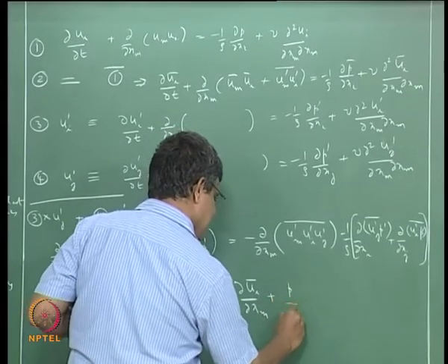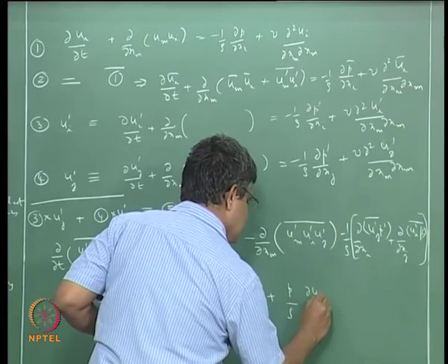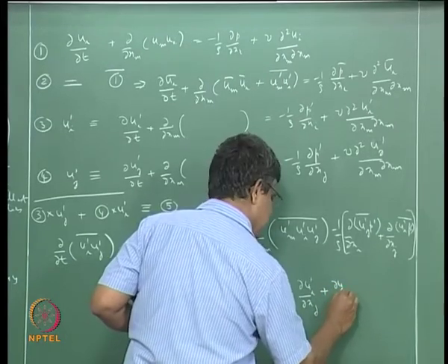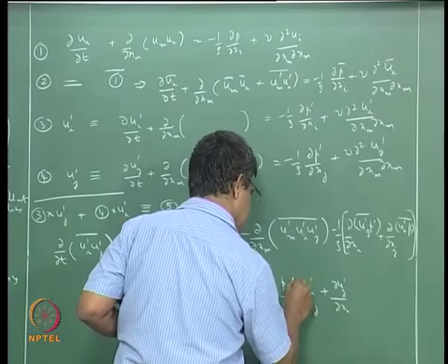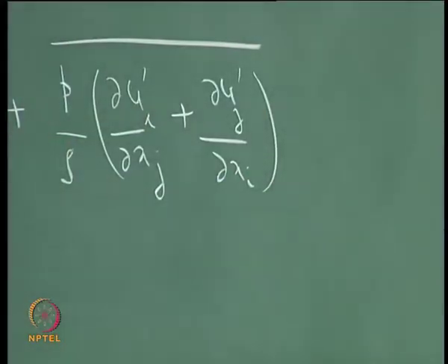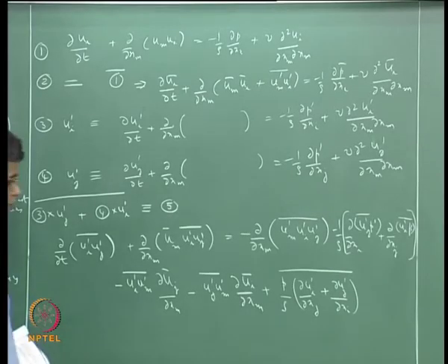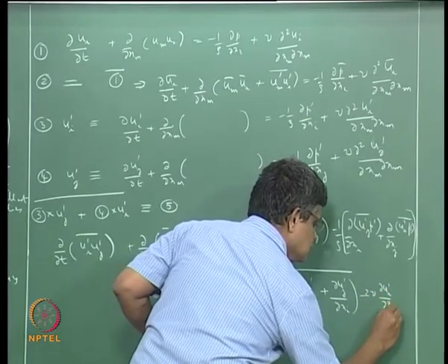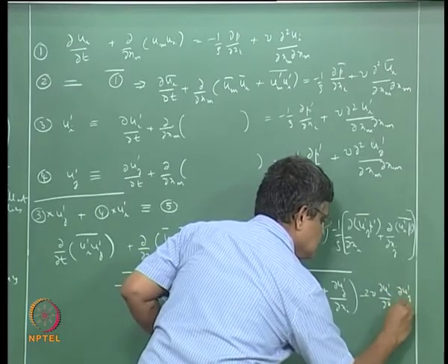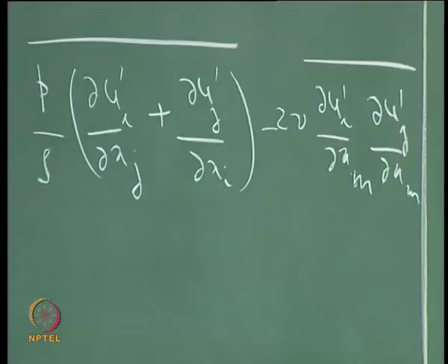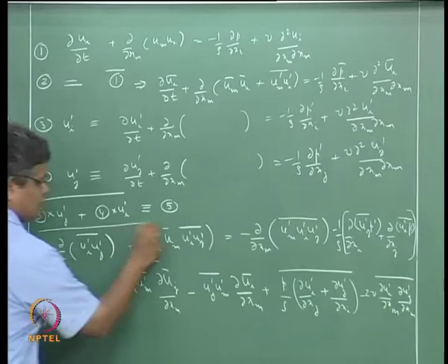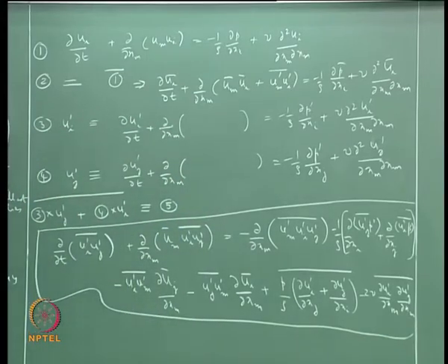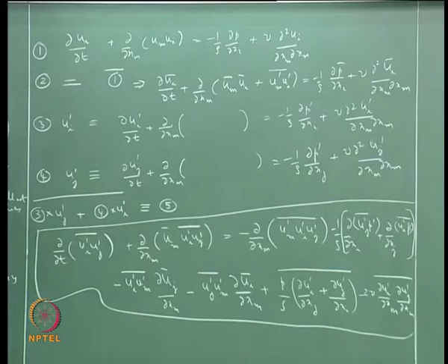plus another special term which is written out separately because this is something that would not finally appear in the turbulent kinetic energy equation. So this is the resulting equation upon manipulations, which, although it looks formidable, has been derived by many a graduate student all over the world.